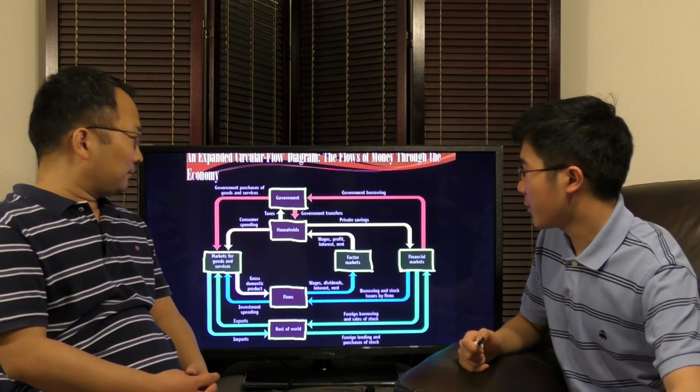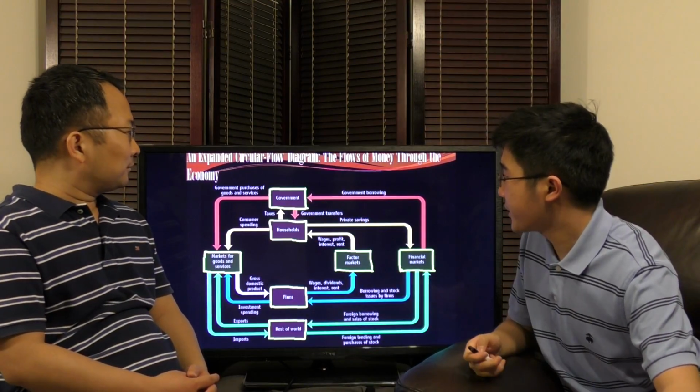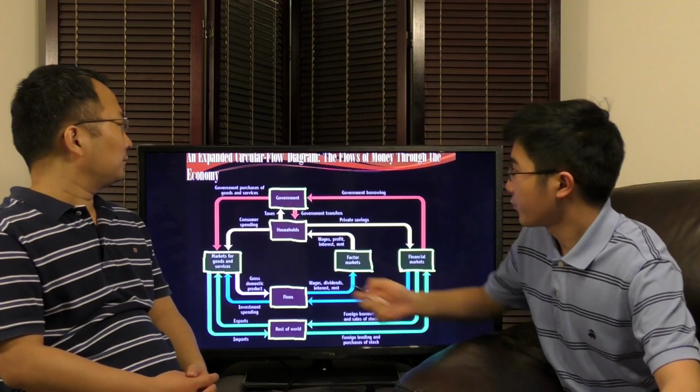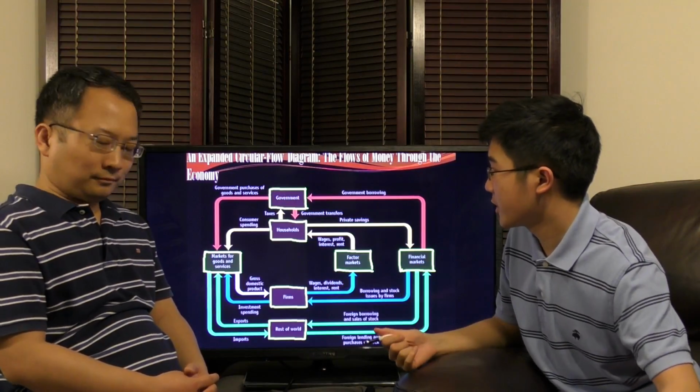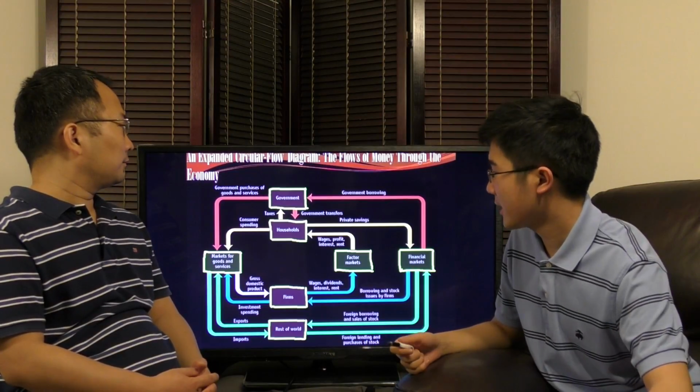So now let's talk about the government, the extra entity. The government, of course, purchases goods and services, for instance, like government subsidies or government purchases during times of recession, like we talked about in past slides.